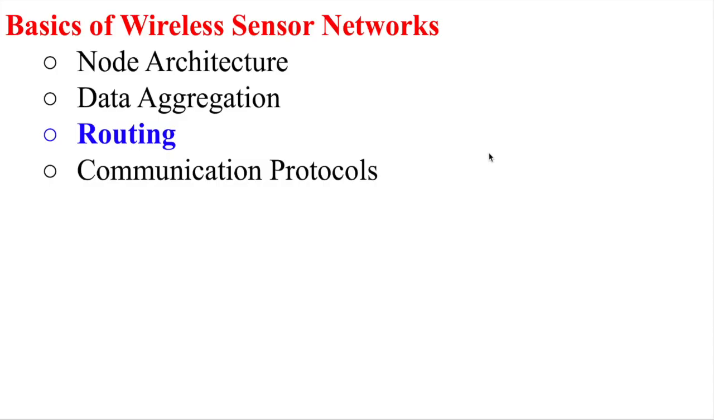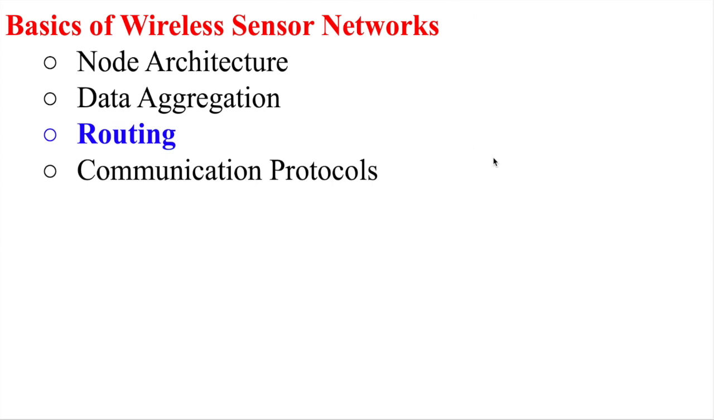We come to the third one, basics of the wireless sensor network. One, we already designed the node with all the components. Then we also thought about data aggregation, what algorithm and what techniques we will use for data aggregation, that we also worked out. Now we come to the third one, that is routing.